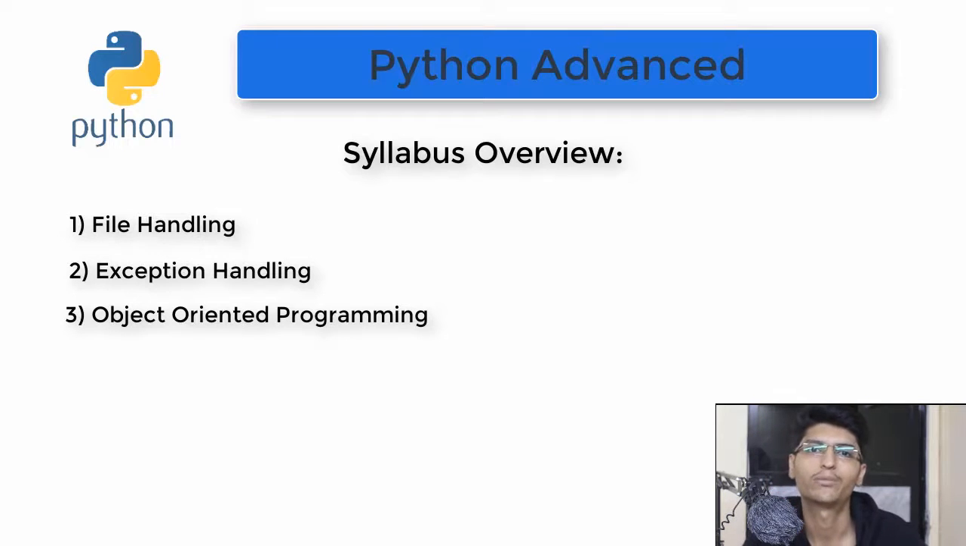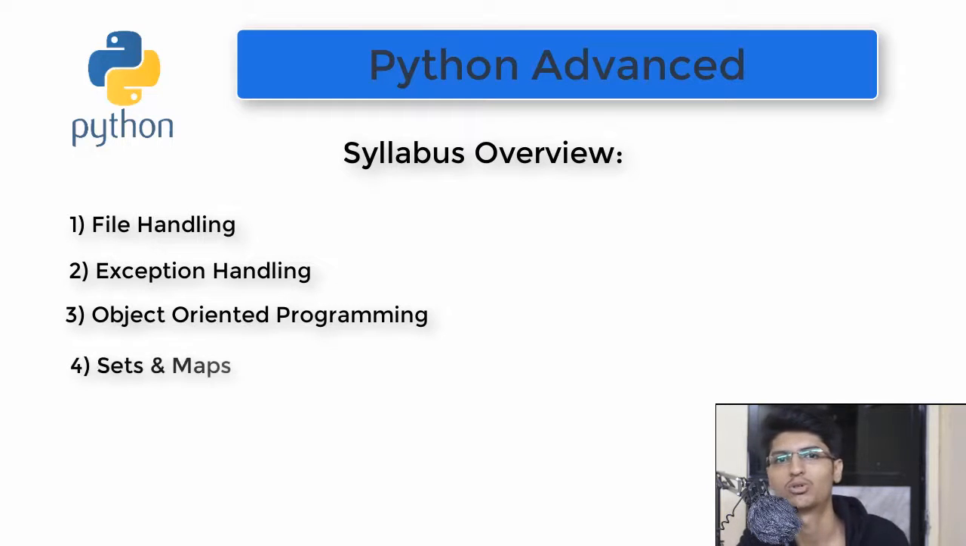So this is object-oriented programming that I have also put in this list. Once we are done with object-oriented programming, we will move ahead with a really small and interesting topic in Python, that is sets and maps. We'll explore that as well, moving ahead to database connectivity, right?